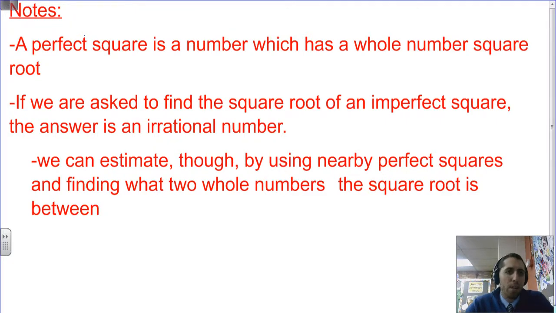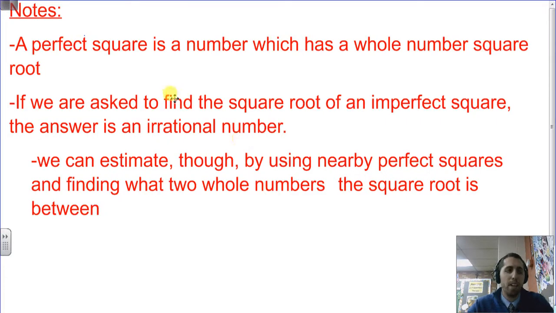A perfect square, this is a term we use for numbers. A perfect square is a number which has a whole number square root. So a perfect square example will be 9, because when you take the square root of 9, it's a whole number. It's 3, or negative 3. 16 is another example of a perfect square. It's a perfect square because if you take the square root of 16, you get a whole number, 4, or positive or negative 4.